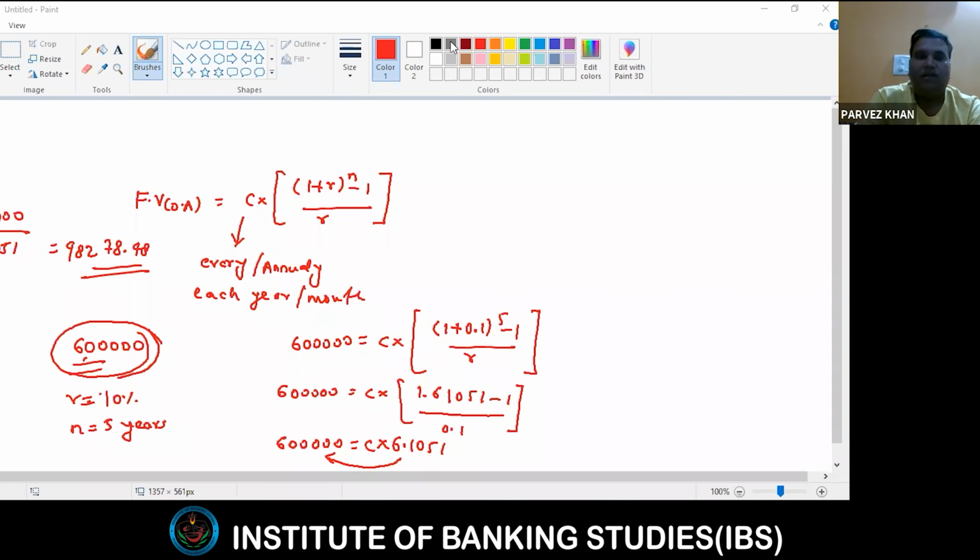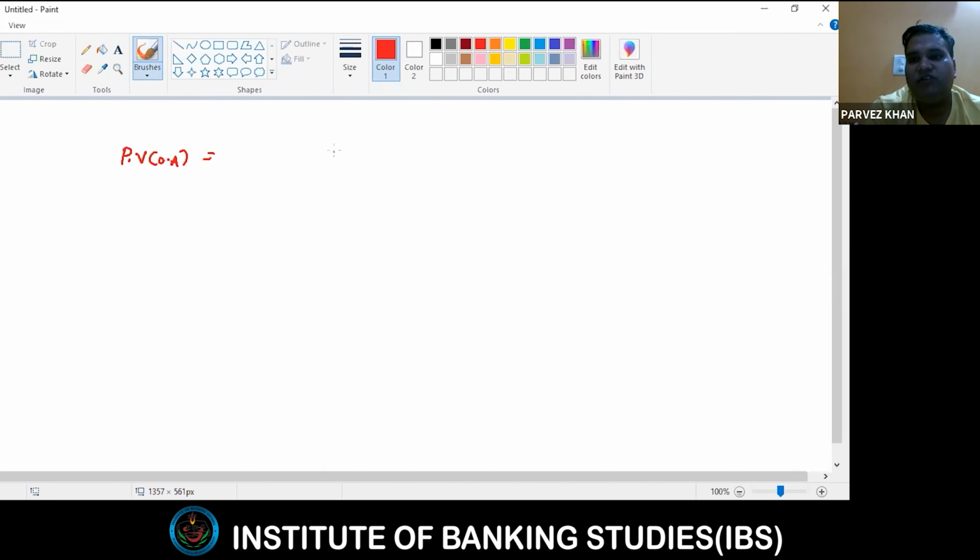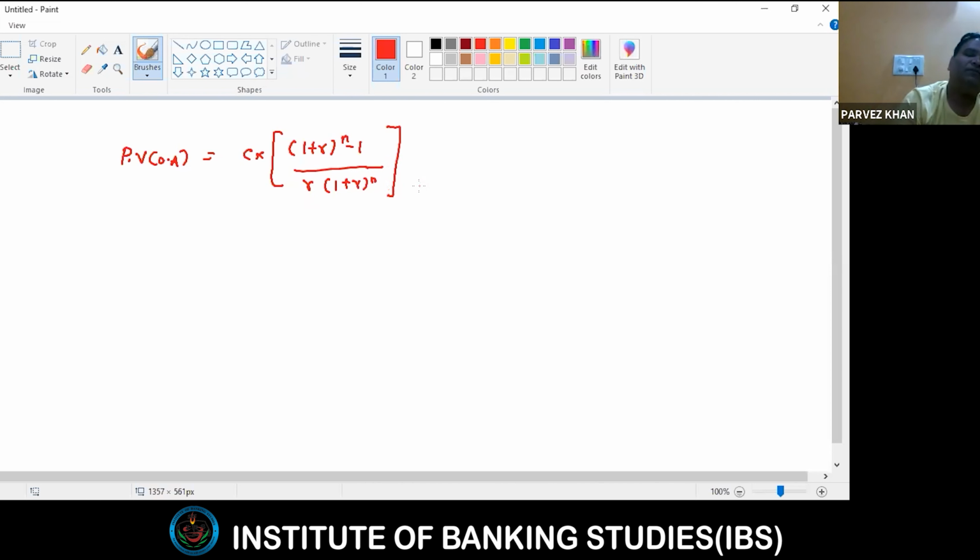Yes, sir. So this is about the future value of ordinary annuity formula. I hope there is no doubt in this. Now let's come to present value. As I said, present value means future value should be multiplied with the discount factor, right? So in the same formula, 1 divided by (1 plus r) to the power n will come down. So this will become your present value formula.